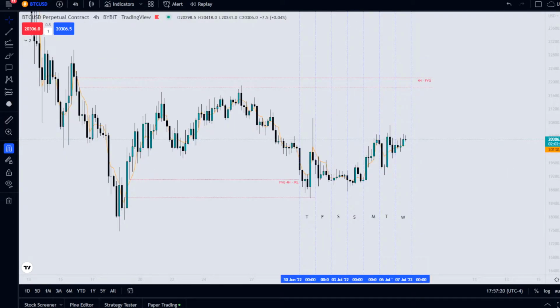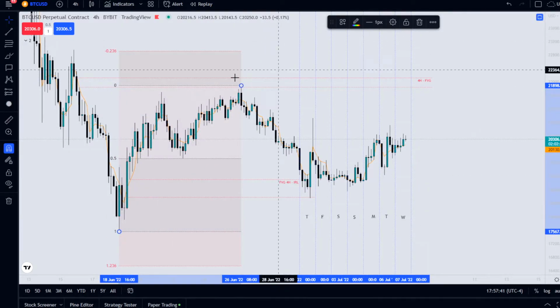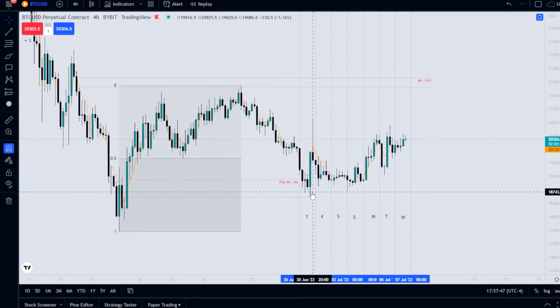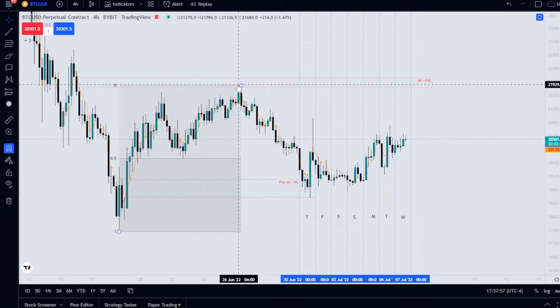Okay, so on Bitcoin, I have two important fair value gaps that I've marked out on the chart here. The first one being this 4-hour fair value gap, which is internal range liquidity for this higher time frame range, which is going to be this one here. Let me just change that. So that is internal range liquidity, which was tapped last week Thursday. You can see we filled the gap really nicely here, and we still got a bit of a gap.